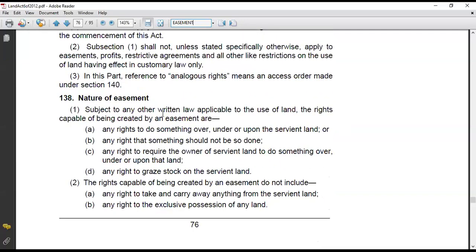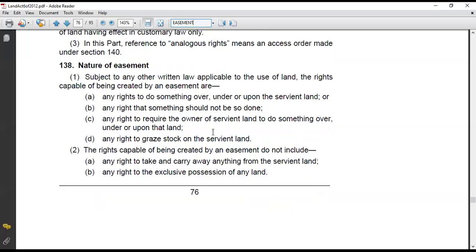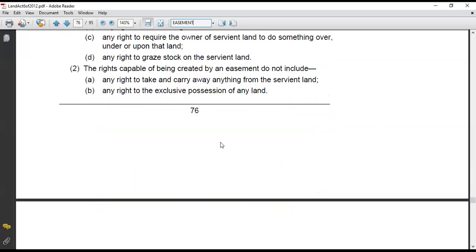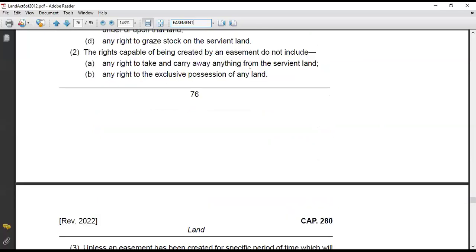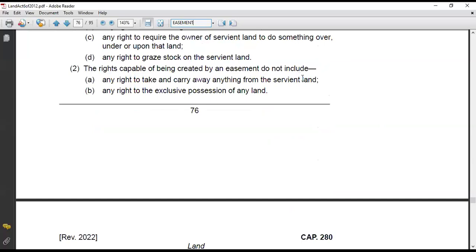Nature of easement. Subject to any written law on the use of land, the rights capable of being created by an easement are: any right to do something over, under, or upon the subservient land; any right that something should not be done; any right to require the owner of the subservient land to do something over, under, or upon the land; and any right to graze stock on the subservient land. The rights capable of being created by an easement do not include any right to take or carry anything from the subservient land.